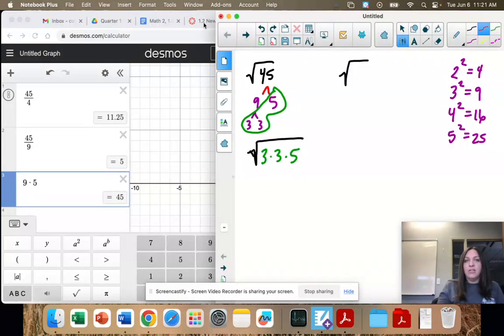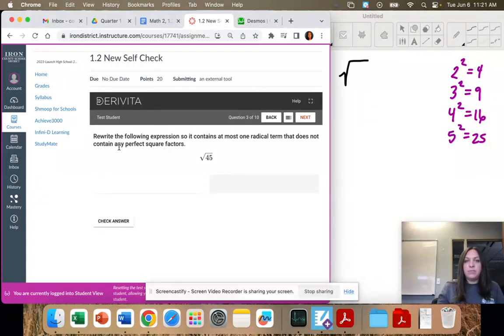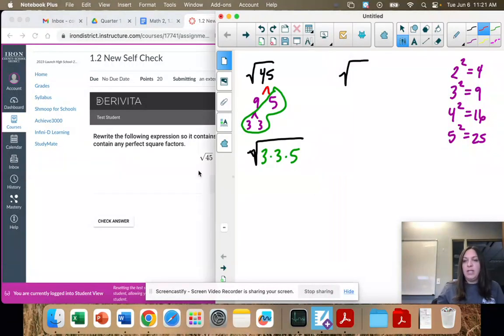And now we're going to do what it says here. Rewrite so it contains one radical term that does not contain any perfect squares. So we need to take out these. 3 times 3 is 9. That's our perfect square. So the square root of 9 equals 3. So when we bring out this pair of 3's, it's going to be just 3, because that's what the square root of 9 is.